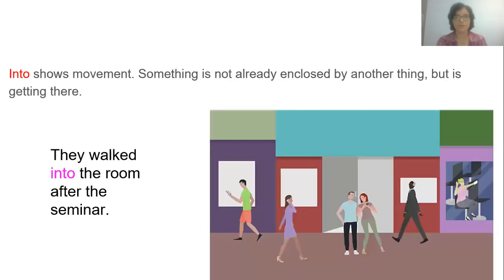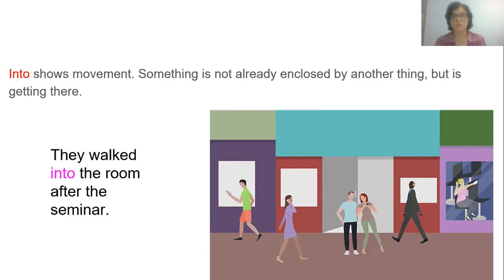What about into? Into shows movement. Something is not already enclosed by another thing, but is getting there. For example, they walked into the room after the seminar. So the main difference between these two prepositions, in and into, is that in is used when things are at rest. Into is used to show movement when something has not already got into something. You're putting it into. I'm putting this into that. But it is already in. It's in, but I'm putting it into.